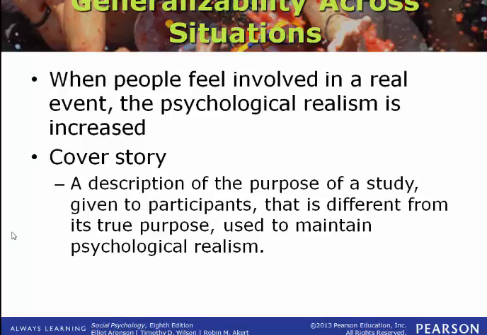One way that we can do it is by using something called a cover story, trying to increase the psychological realism. Really what we're talking about here is deception, and deception happens more in social psychology than in most kinds of psychology or in most sciences in general. It says the cover story is a description of the purpose of a study given to participants that is different from its true purpose. In other words, we're not telling them what we're really doing.